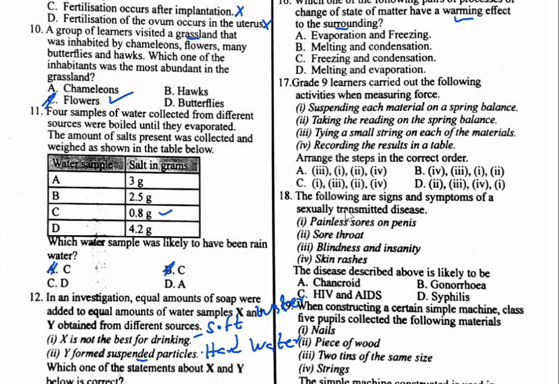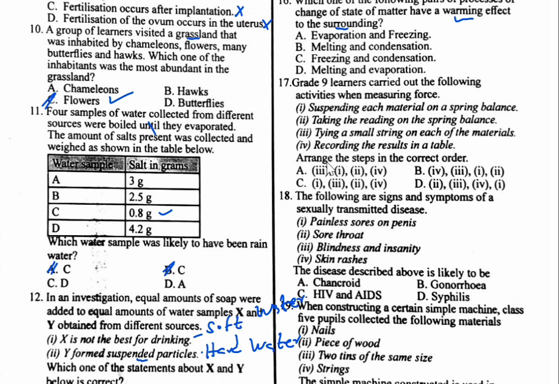Continue to question number 17. The 9 learners carried out the following activities when measuring force. Roman 1, suspending each material on a spring balance. Roman 2, taking the reading on the spring balance. Roman 3, tying a small string on each of the materials. Roman 4, recording the results in a table. Arrange the steps in the correct order.